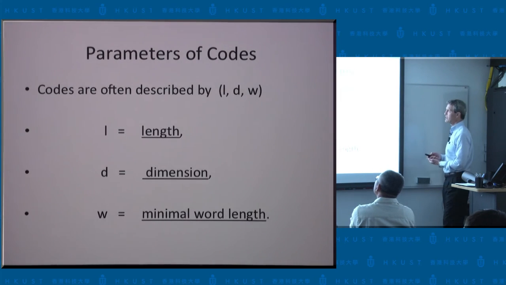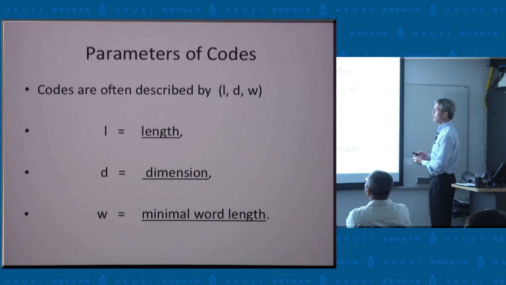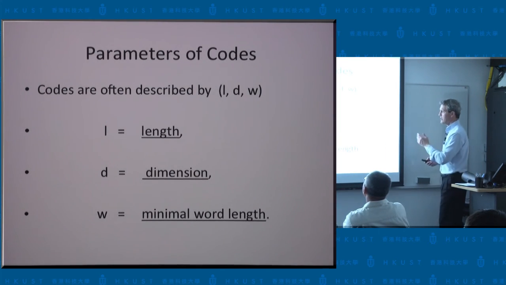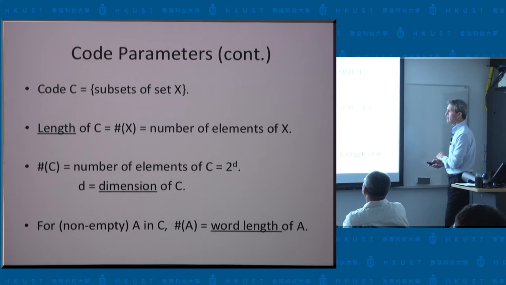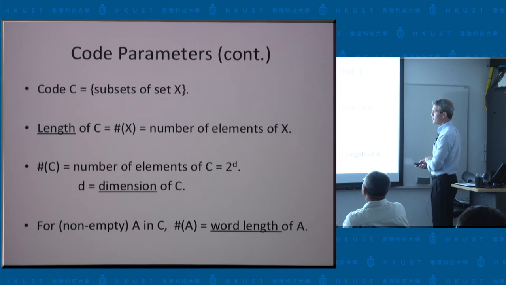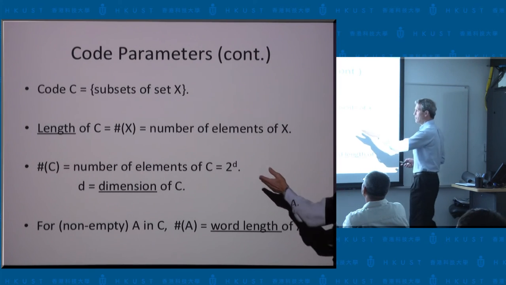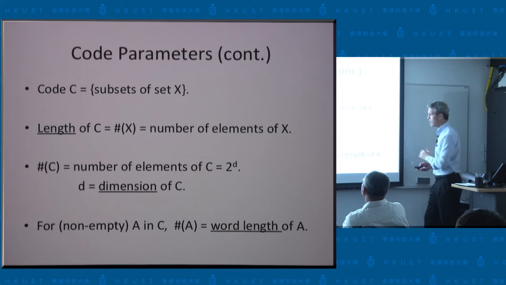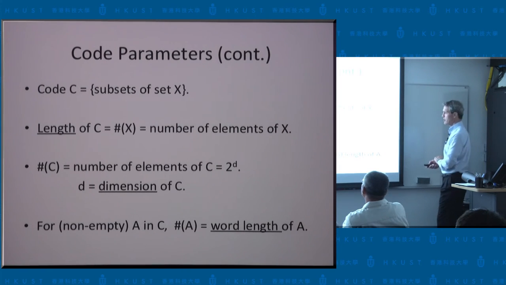Okay, and there are some basic parameters of codes. Codes are described by the length, the dimension, and the word length. The length is just the number of elements in X. The number of elements in the code will always be a power of 2, and the exponent is called the dimension.